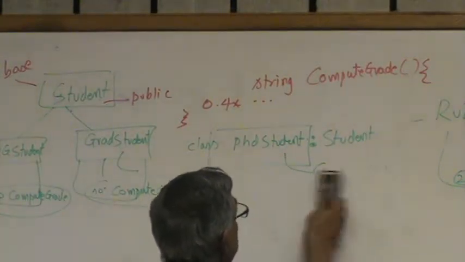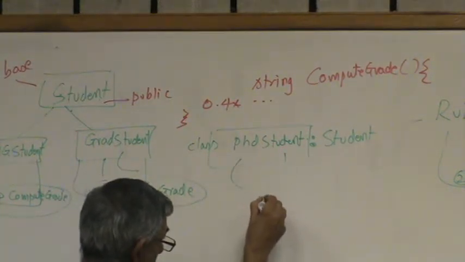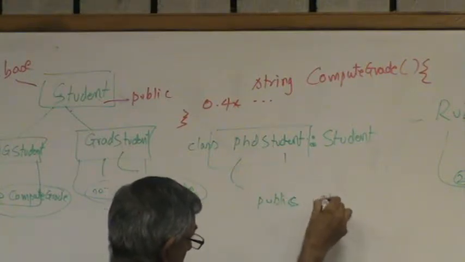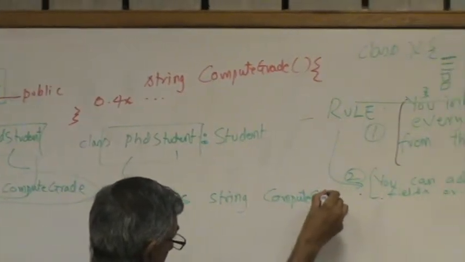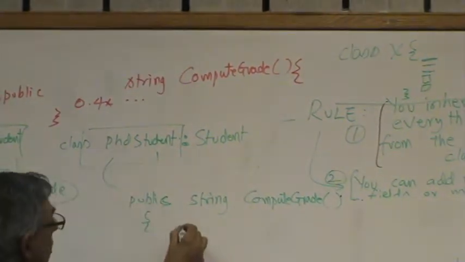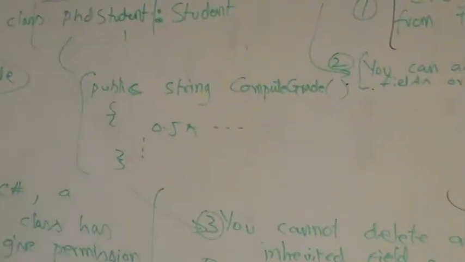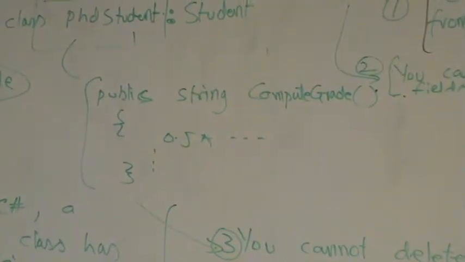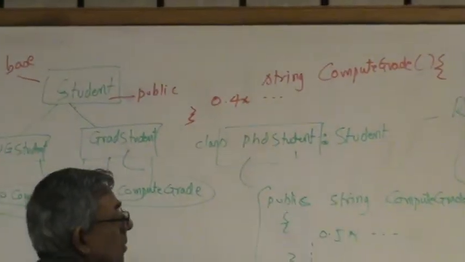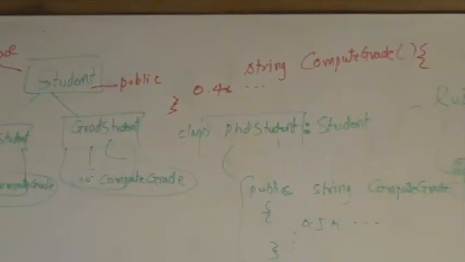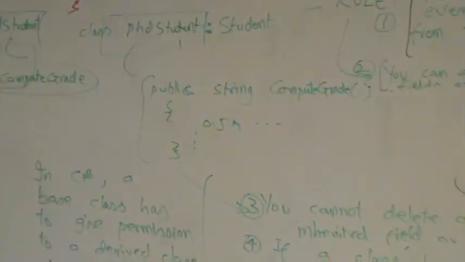Okay, see, if you simply, in the class called PhD student, if you simply wrote the method public string compute grade, and you try to do 0.5 times point whatever, right? Okay, you can see there's a confusion. The confusion is there is a compute grade in the base class, there's a compute grade over here, okay? So which one are we talking about? Are we just talking about the 0.4 formula or the 0.5 formula?